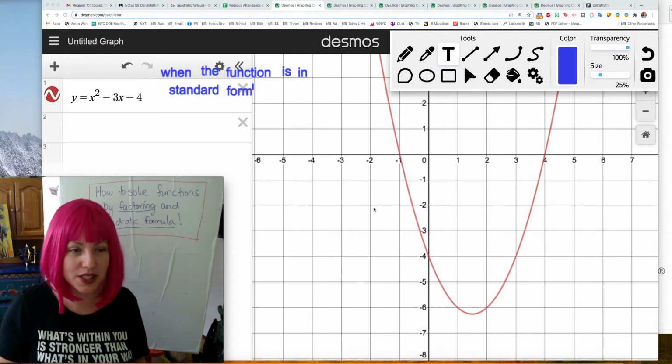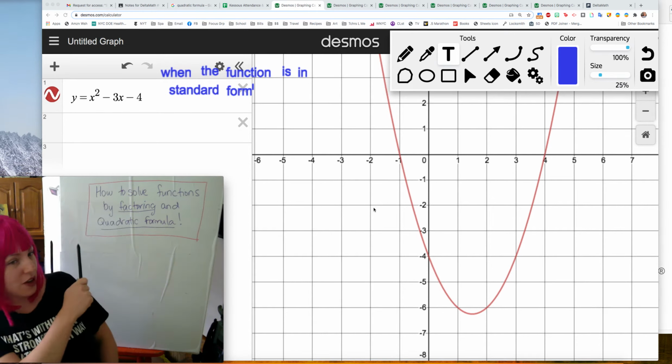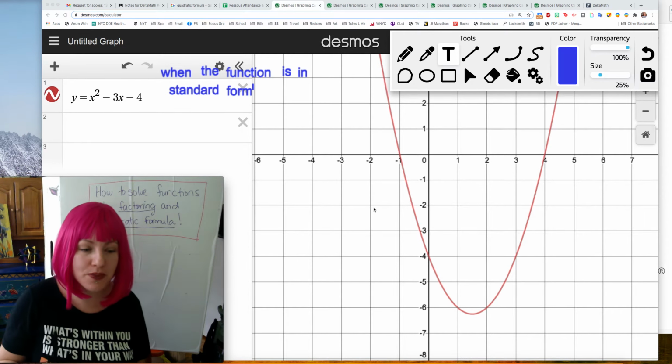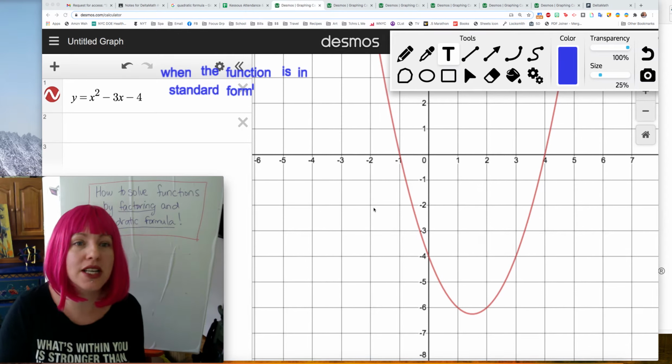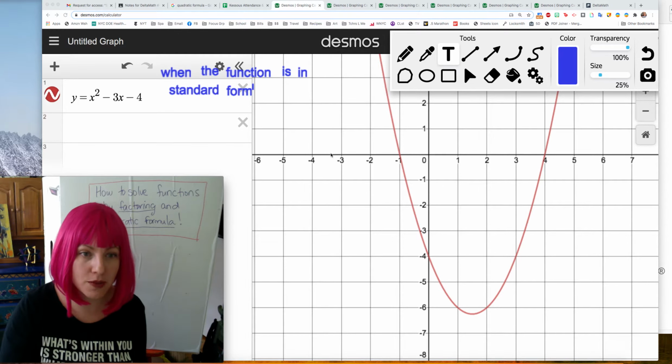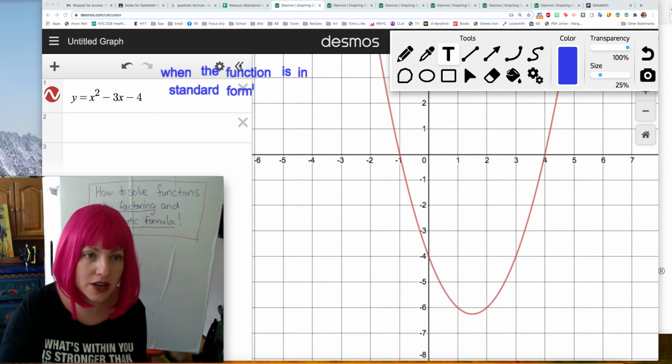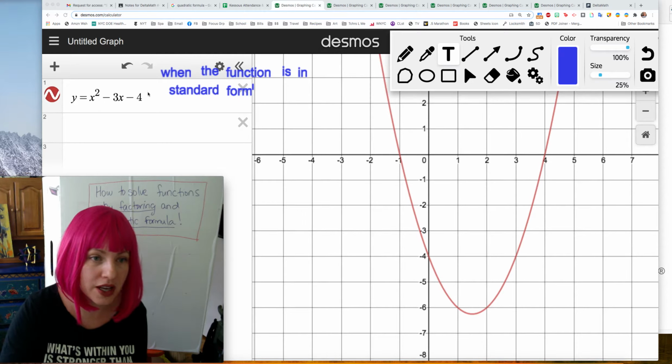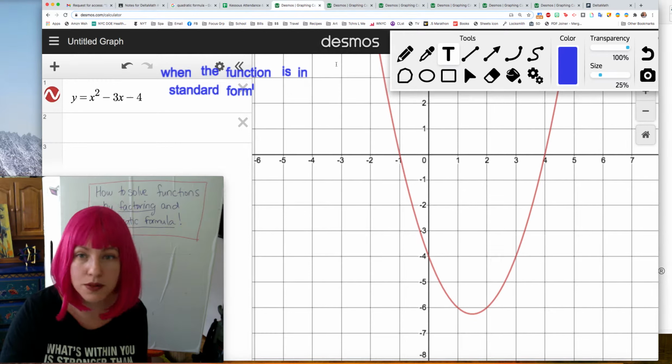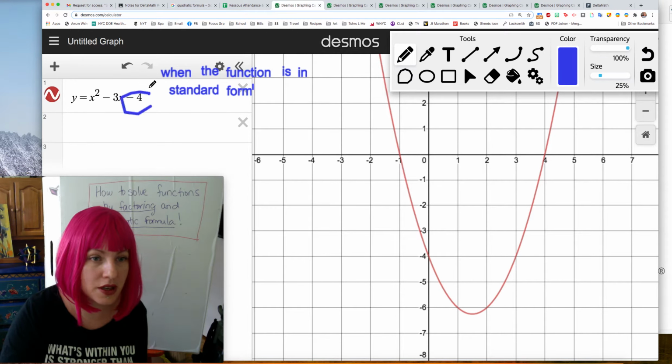We are going to take notes today. So the title is How to Solve Functions by Factoring Quadratic Formula. And the first thing you're going to write down is when the function is in standard form, as you see right here, write this function example. When it's in standard form, the first thing we're going to identify is that this number here is the y-intercept.